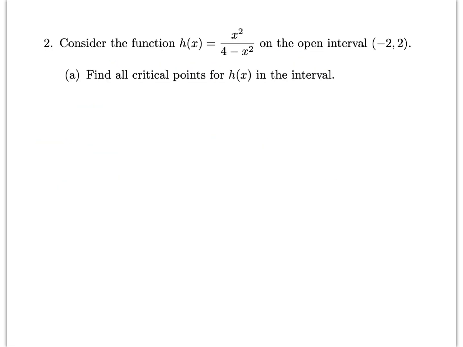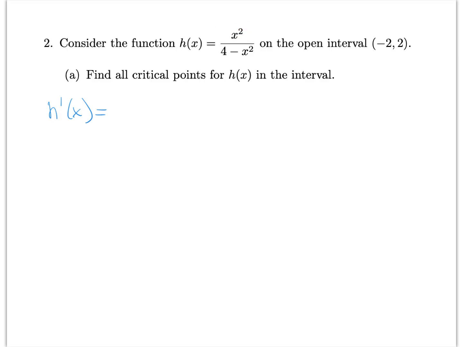Number 2, consider the function h of x equals x squared over 4 minus x squared on the open interval from -2 to 2. Let's find all critical points as a first step. So critical points happen when the derivative is 0 or undefined. So let's start by taking the derivative. This is not just a polynomial. We're going to have to use the quotient rule to figure this out.